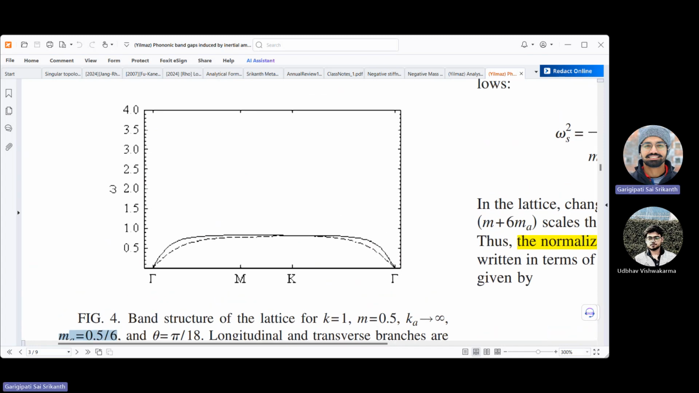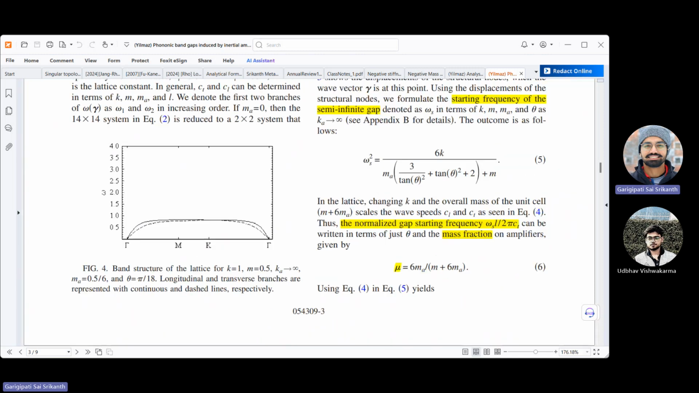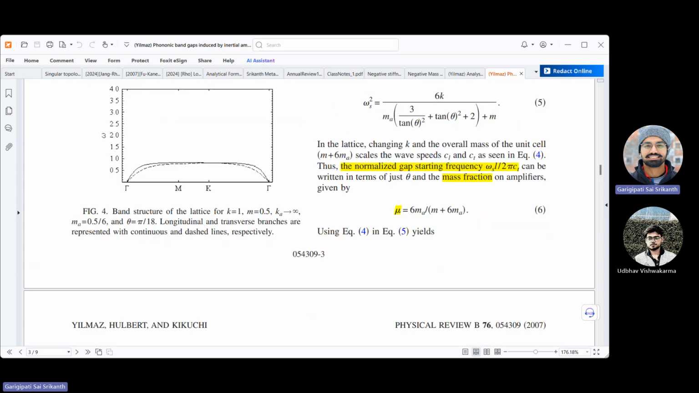So the cutoffs, remember, were at 2.5 somewhere here, and now they've come down to 0.8 or something like that. It's a huge reduction. So the cutoff frequency has gone down, and that is what was intended with inertial amplification. And what is this omega s? Yeah, that's the frequency.